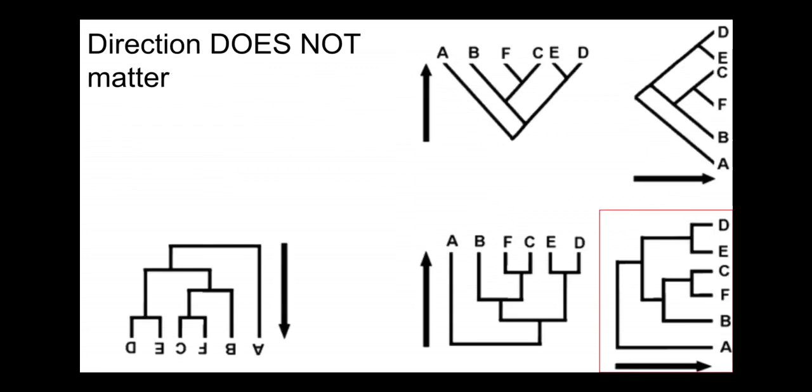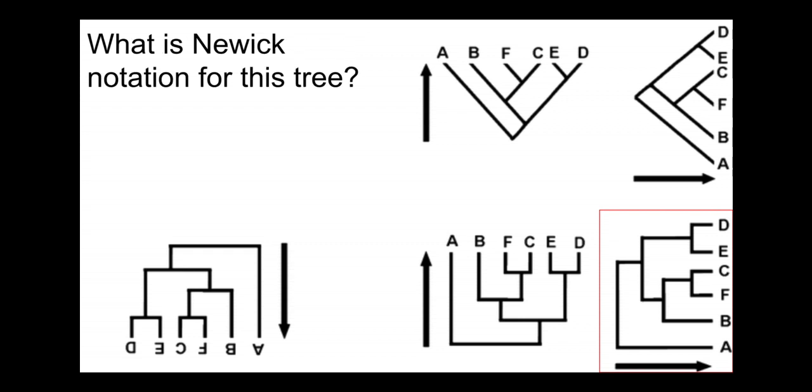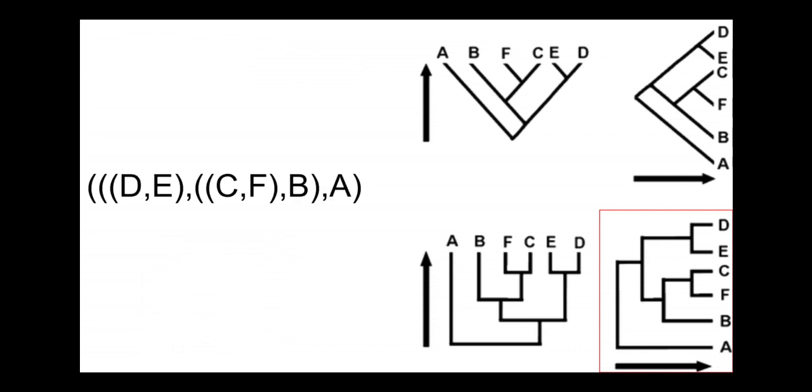So direction does not matter, up, down, left, right. It does not matter to any of the information content on this slide here. All of the trees are exactly the same. One thing you can think about is, what is the Newick notation for these trees? All these trees are identical. What is the Newick notation? How would we write this out in that compact notation that I spoke about in a previous video?